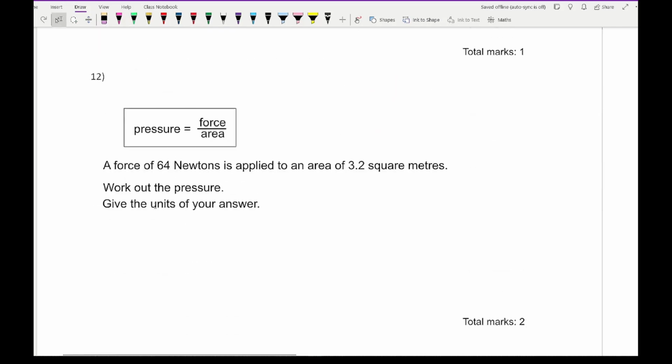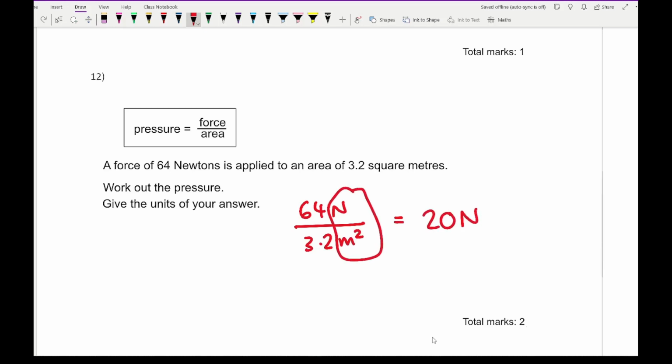For question 12, it says that pressure equals force over area. And it says a force of 64 newtons is applied to an area of 3.2 square meters. Work out the pressure and give the units of your answer. So using this formula, we've got the force, which is 64 newtons over 3.2 square meters. So 64 divided by 3.2 gives me an answer of 20. And then the units are going to be newtons over meters squared. Now again, if you wanted to, you could give your units like so. But again, it's entirely up to you how you write your answer as long as it's correct.